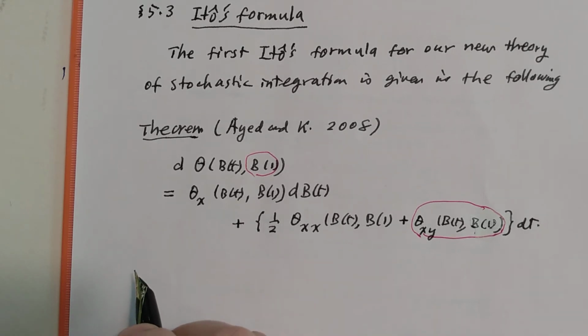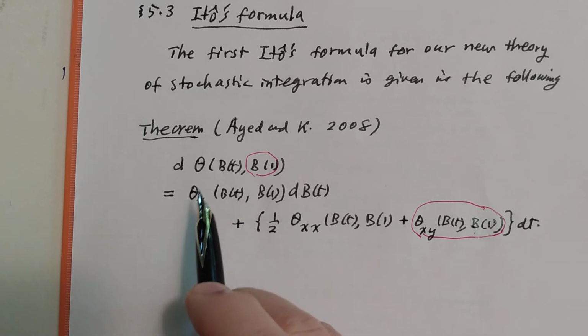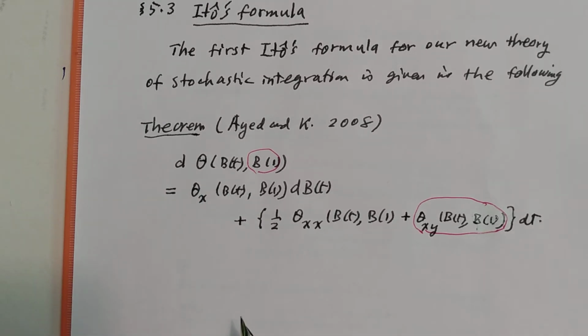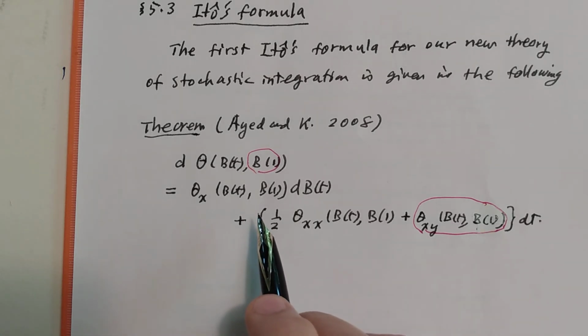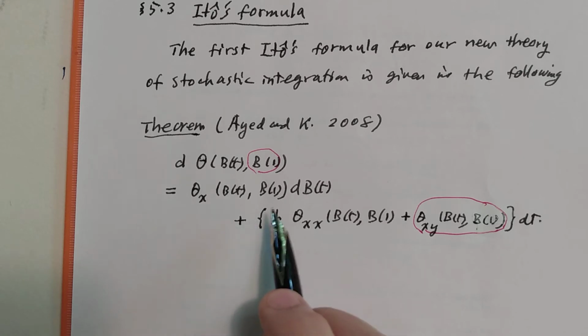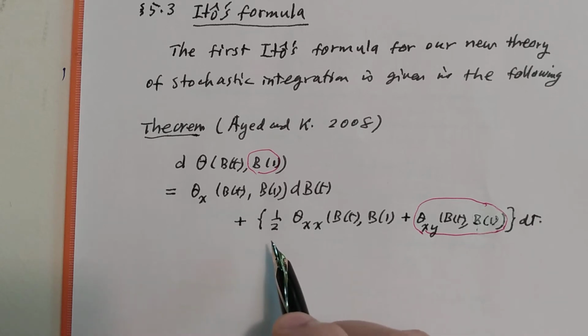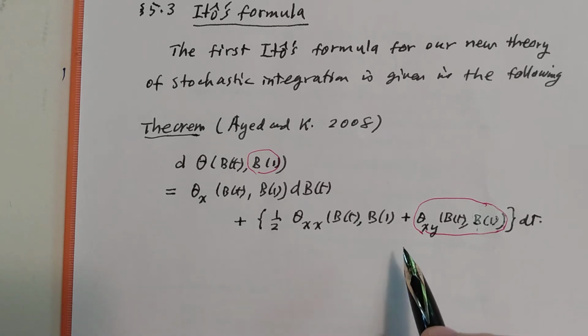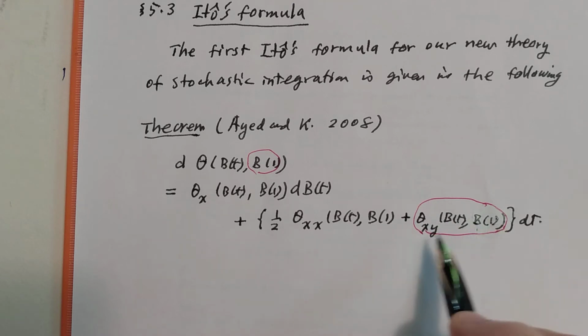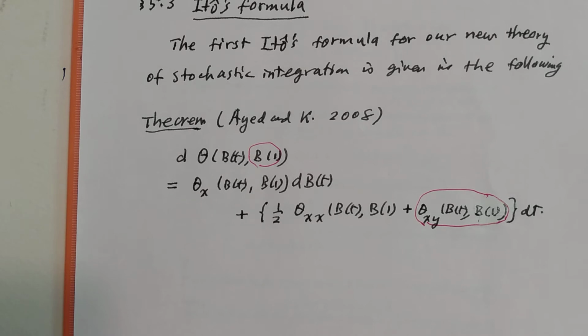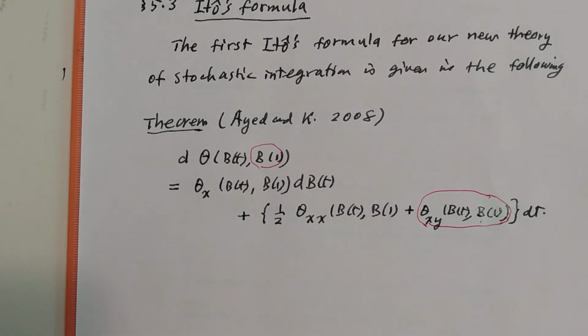Okay, so this is the introduction. This is the very first Ito formula for the new theory. Of course, it's a very nice formula, but there's something lacking there. Namely, we don't see the intrinsic meaning of the correction term, how it is related to B_1. So we are going to do the more general case.